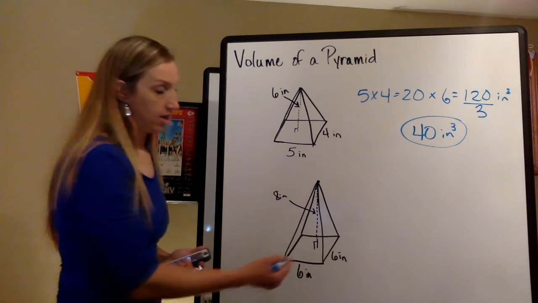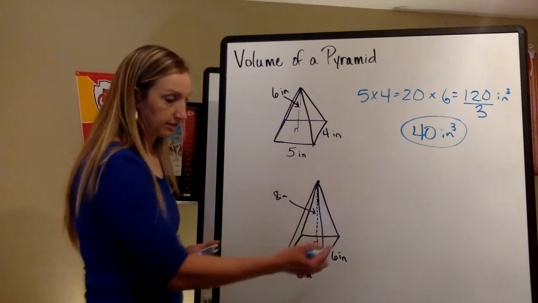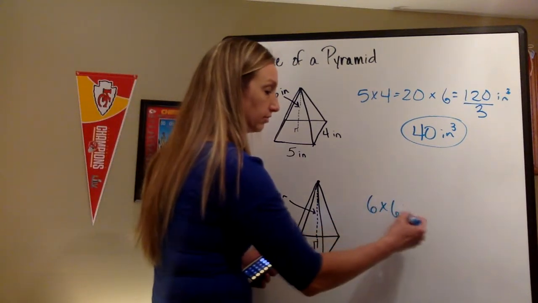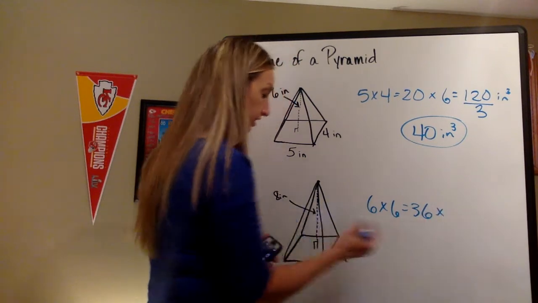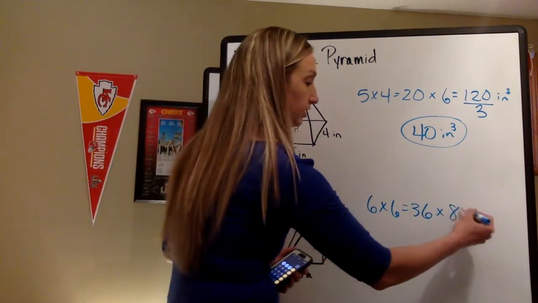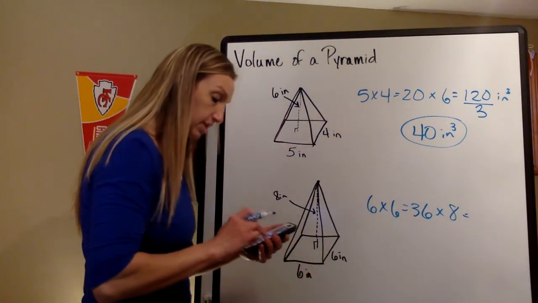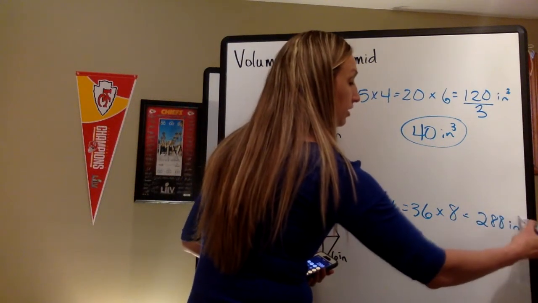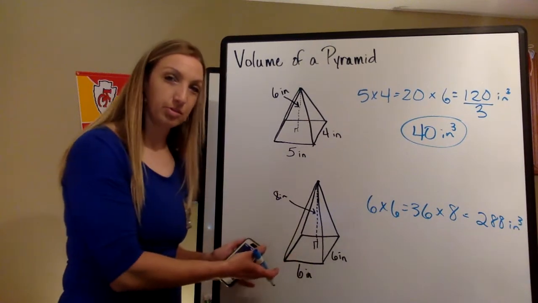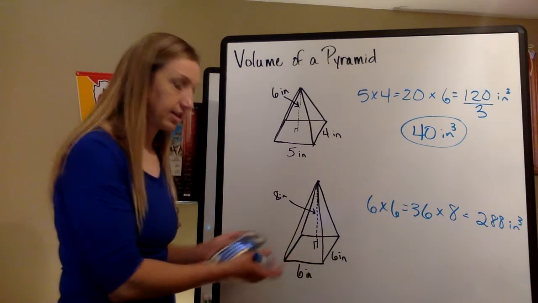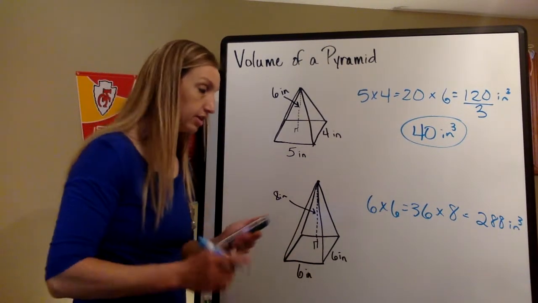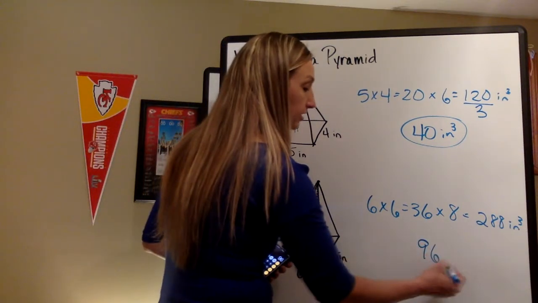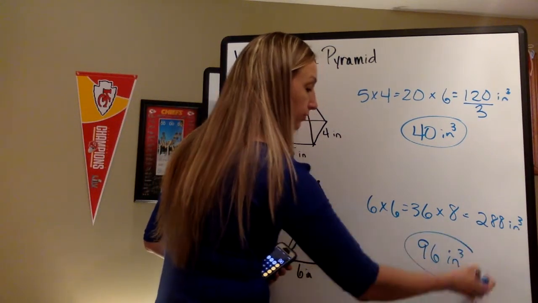Okay, all right, let's look at this one then. Area of the base, 6 times 6. That's 36 times the height, which is 8. So 36 times 8 is 288. We don't have a rectangular prism, though. We have a pyramid, so we have to take that number and divide it by 3. And I get 96 inches cubed.